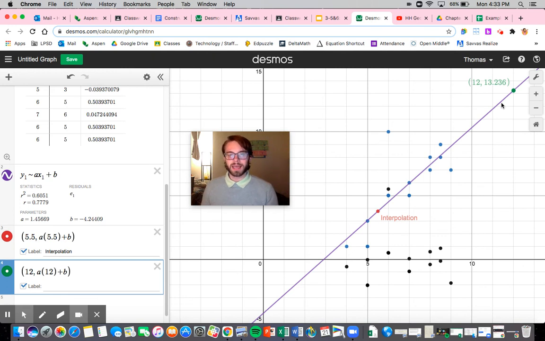Now, obviously, based on our data, that may or may not make sense. If this is a scale of 1 to 10, that's not going to make any sense. That being said, that's the danger of extrapolation. What if all of a sudden, somewhere around 10, it just curved down? We don't know. We're just taking a guess based on our model. We're saying, based on this information that I have, if things continue on in this manner, then I would predict that at 12, I would have an output of 13.236. All right. So that's all that's happening with extrapolation and interpolation.